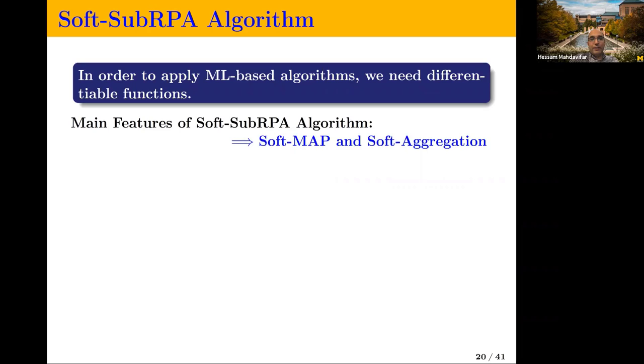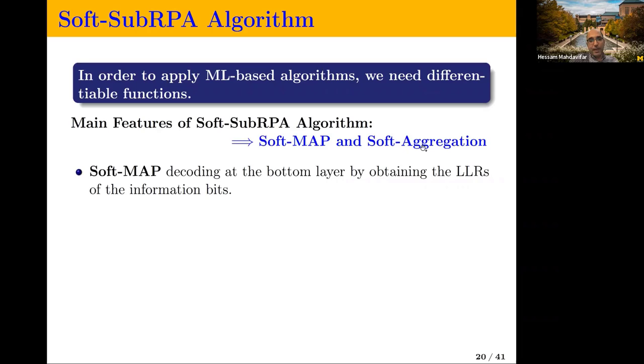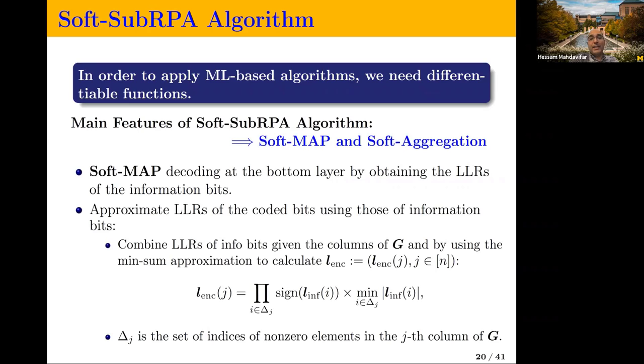So the main features of this soft sub-RPA that we have developed are that we do soft MAP at the leaves, and we also do soft aggregation. Okay, so soft MAP: instead of making the hard decision, we obtain the LLRs of the information bits, and then from there we need to obtain the LLRs of coded bits. Well, that's kind of complex. So what we do is the well-known min-sum approximation to calculate the LLRs of the encoded bits from the LLRs of the information bits, and it's given by this formula. So we have turned the MAP decoding into the soft version of it.